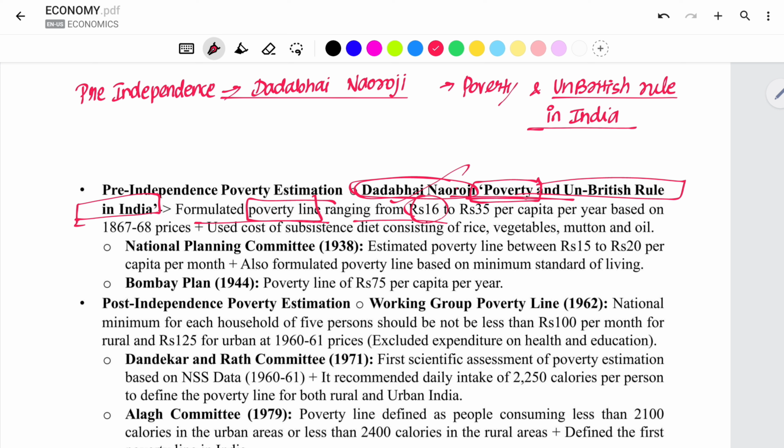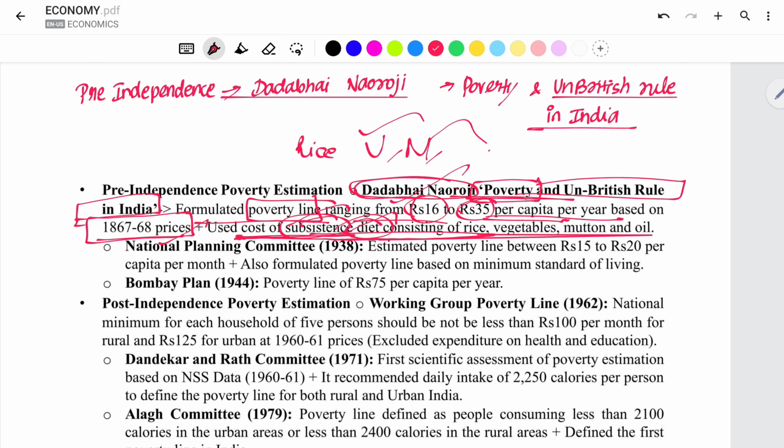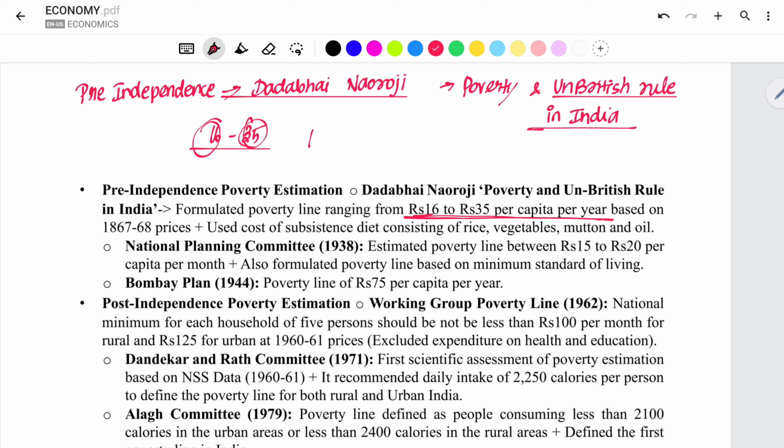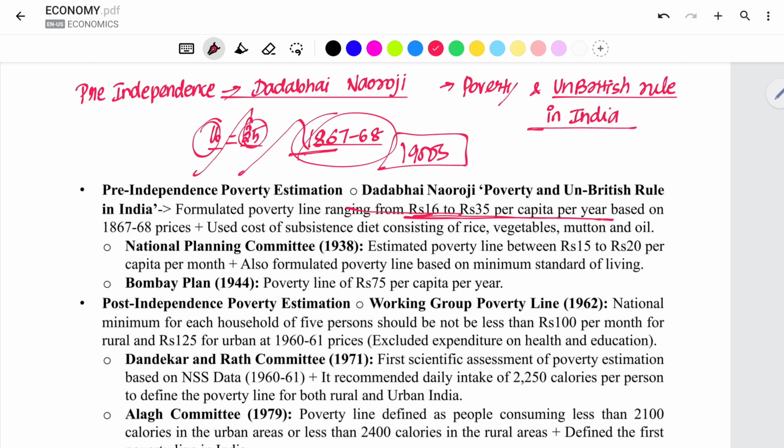He formulated the poverty line ranging from rupees 16 to 35 per capita per year based on 1867-68 prices. He used the cost of a subsistence diet consisting of rice, vegetables, mutton and oil. This diet consisted of rice, vegetables, mutton, non-veg, and oil as well. Dadabhai Naoroji is giving an estimate per capita per year, per person per year. Per year, 16 to 35 rupees is enough. These are 1867-68 prices, not even 1900s. In the 1800s, 16 to 35 rupees was enough per capita per year.